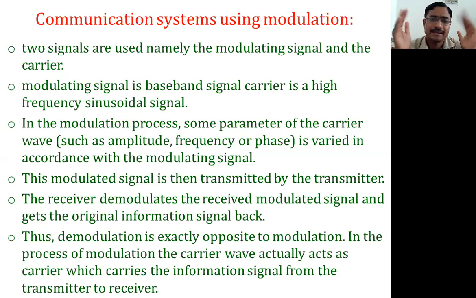Now the modulated signal is transmitted by the transmitter. At the receiver, we receive the transmitted signal. At the receiver, the signal is demodulated, and demodulation is the exact opposite process of the modulation, and the original information is recovered as it is.